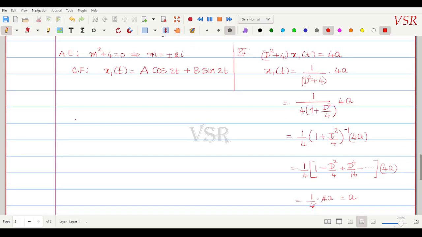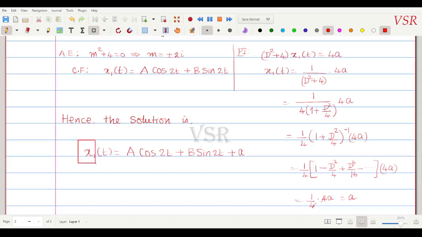Hence the solution is x1 of t equal to a cos 2t plus b sin 2t plus a. This is what we are getting. So this is the first solution, x1, that I have found.